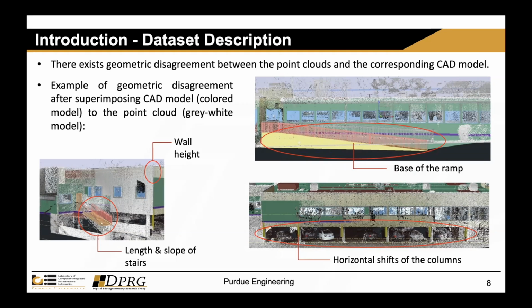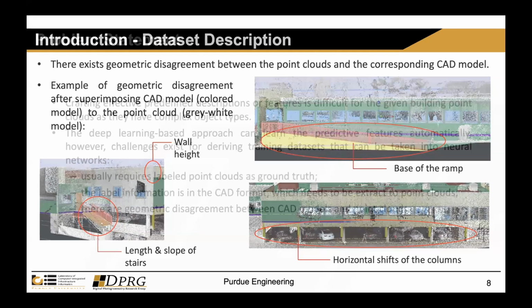In the upper right figure, the base of the ramp goes up from left to right in the point clouds. And in the figure at the lower right corner, the column has horizontal shifts between the point clouds and the CAD models, beside the topography differences.